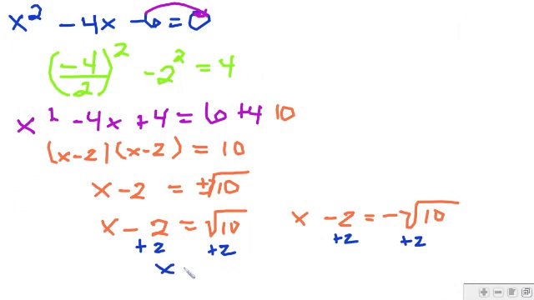So that way I get x equals 2 plus the square root of 10, because that's a positive square root. And here I'm going to get x equals 2 minus the square root of 10. So those would be my final answers for this particular type of problem. All right, well, I hope that helped.